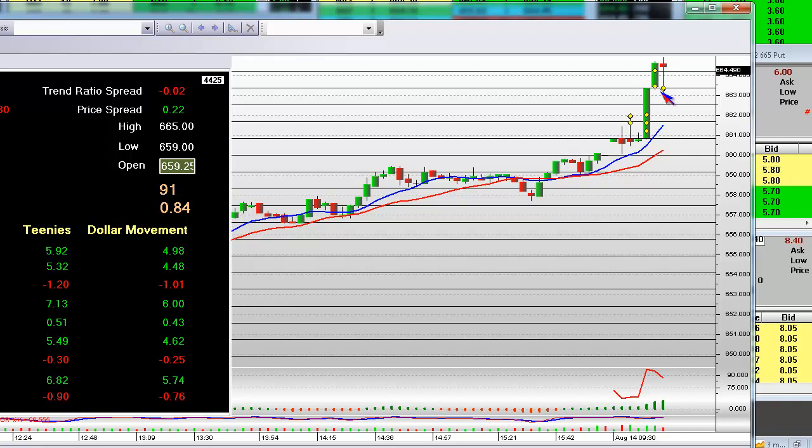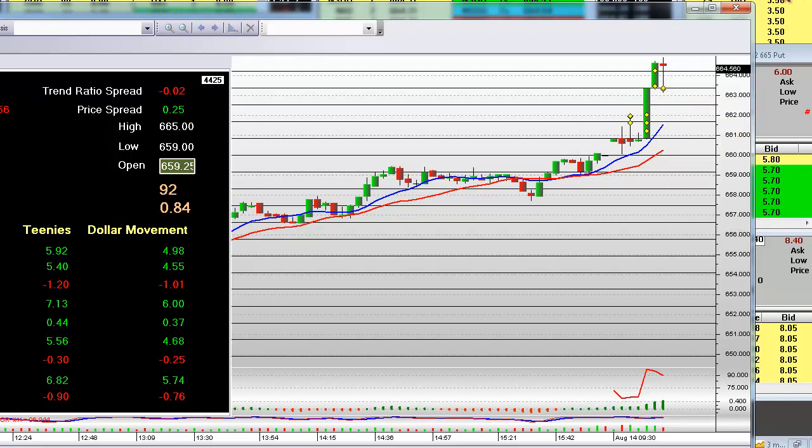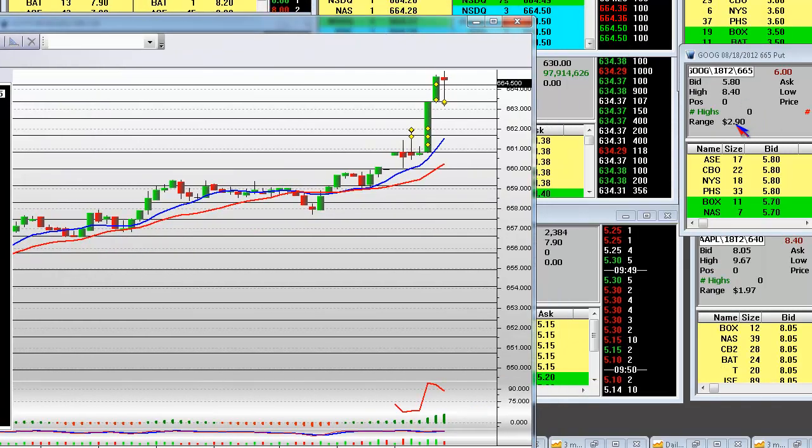20-minute bell. We have a diamond pullback. Sorry about that. We had a diamond pullback to here on the 9 bar. Here we're at 350 by 370. Here we're 580 by 6. The spread on the 665 is 2.9.